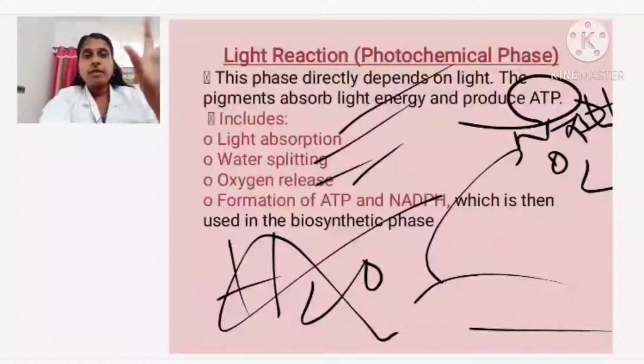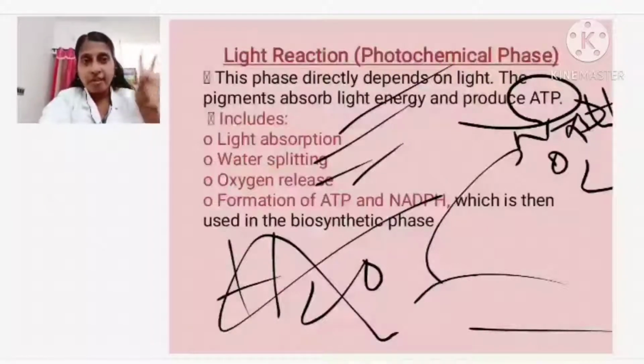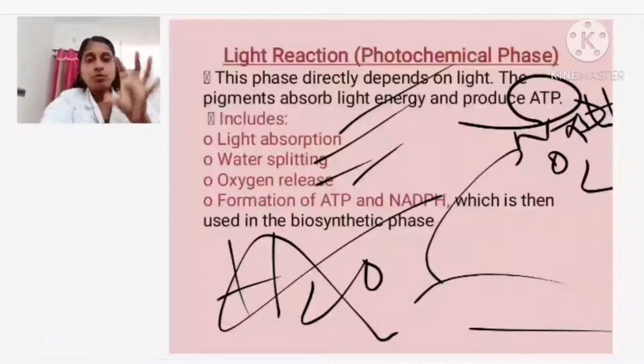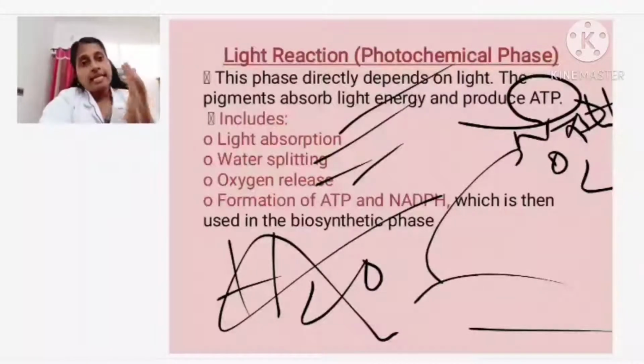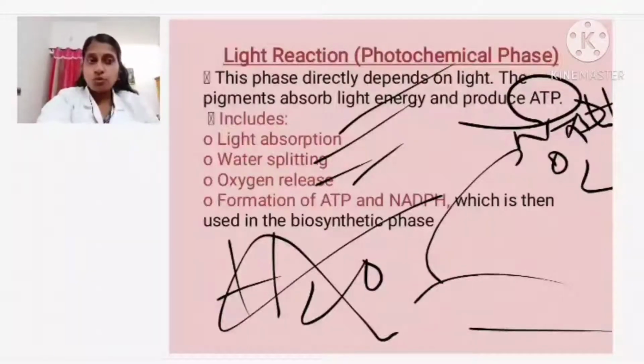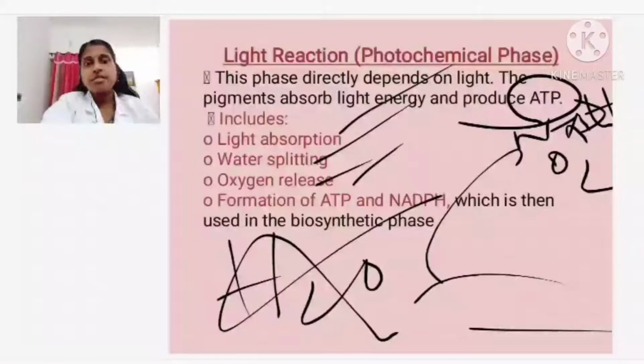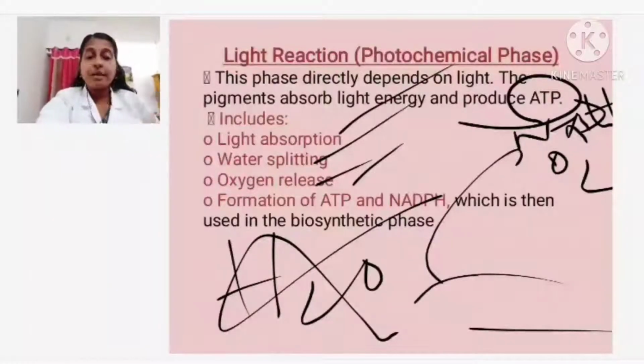So this is the main importance of the light reaction. Light is absorbed, this light helps in splitting of water. In this process oxygen is released and ATP and NADPH2 are produced. This ATP and NADPH2 are very important for the dark reaction to take place. If ATP and NADPH2 are not produced, then the dark reaction cannot take place. So light is playing a major role. In the absence of light, photosynthesis is not possible.